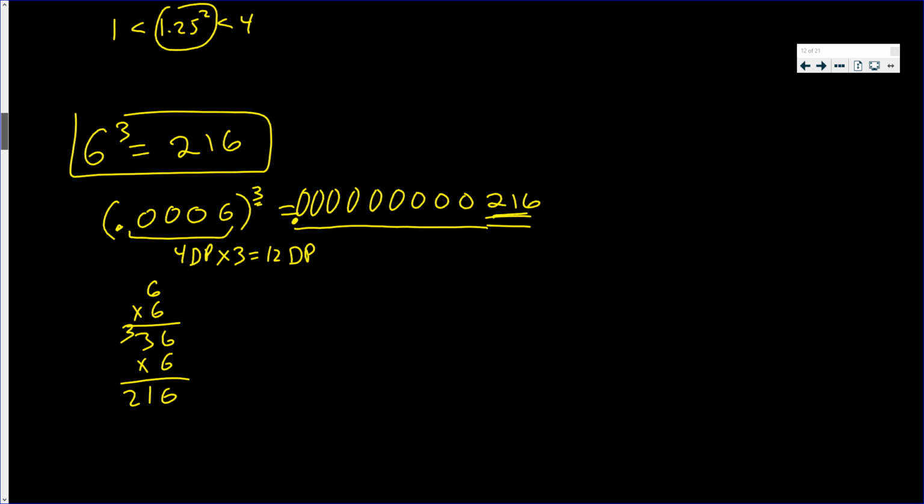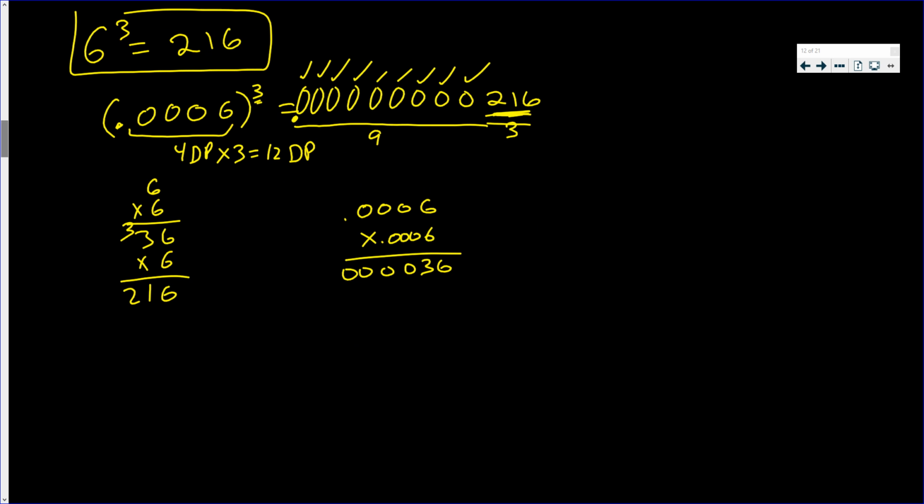If this is 3 numbers, then there's going to be 9 zeros. 1, 2, 3, 4, 5, 6, 7, 8, 9. It's a lot easier than taking this number, multiplying it by itself, and then multiplying it by itself again. You get 216. This number is in 2, 4, 6 places. 7, 8, 9, 10. That's 3.